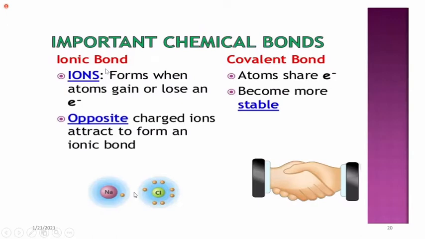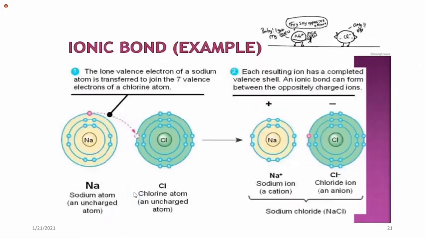Whereas the other bond that is involved is the covalent bond. Covalent bonds are more stable. So atoms share the electrons, and thus there is formation of covalent bonds, which are more stable. The example of an ionic bond is the valency electron of sodium, which is what we have just seen here, and you get sodium chloride.